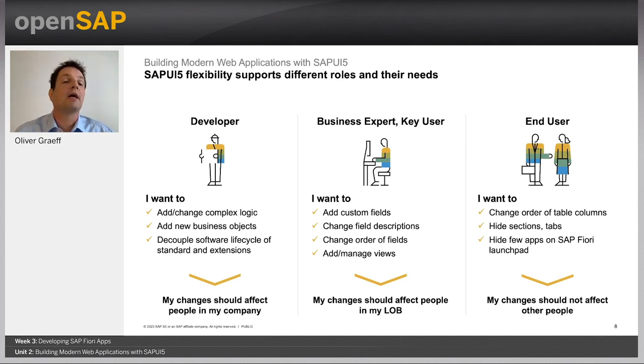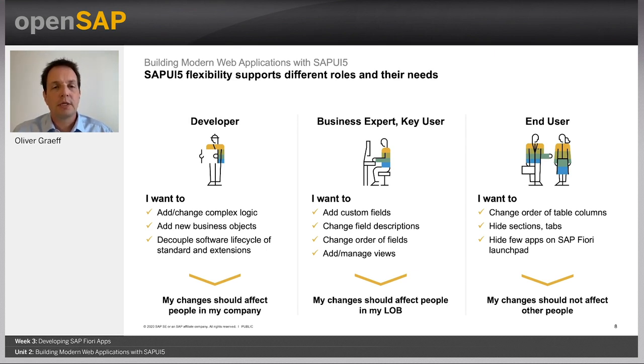For example, if there are upgrades for an SAP, that custom extensions still run without problems. So we need a good technology to manage those extensions separately from the standard code. And SAP UI5 flexibility is exactly this.